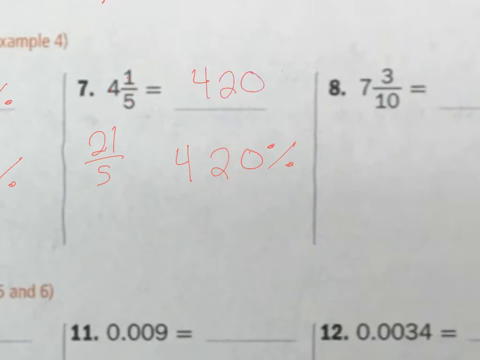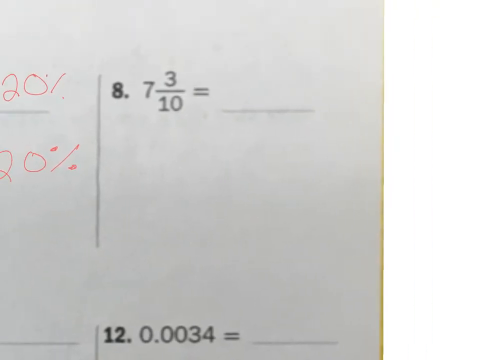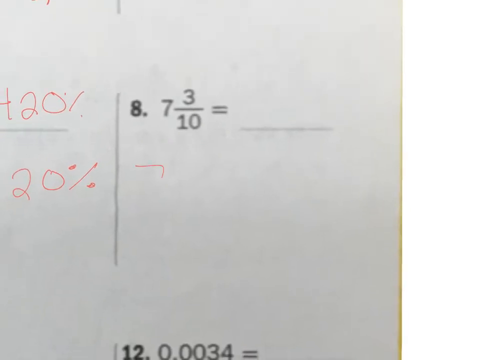Okay. Cool. One more. 7 3/10. So here's my 7, and 3/10 is 0.3, so 7.3. So I got it into a decimal. Now I'm going to put it into a percent. 1, 2%. Put a 0 here. And by moving it over, I got rid of those. And my answer is 730%.